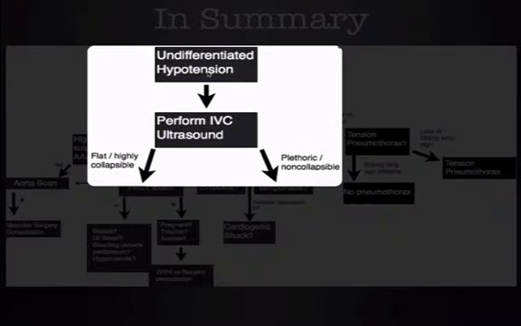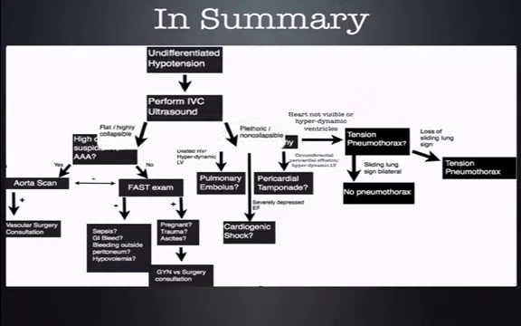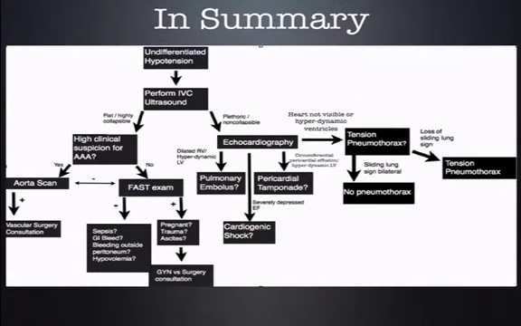We have an undifferentiated hypotensive patient. I recommend you start off with IVC ultrasound, and you're going to determine whether that IVC is flat and highly collapsible, or it's plethoric and non-collapsible. And once you've determined that, let's assume that it is flat and highly collapsible.